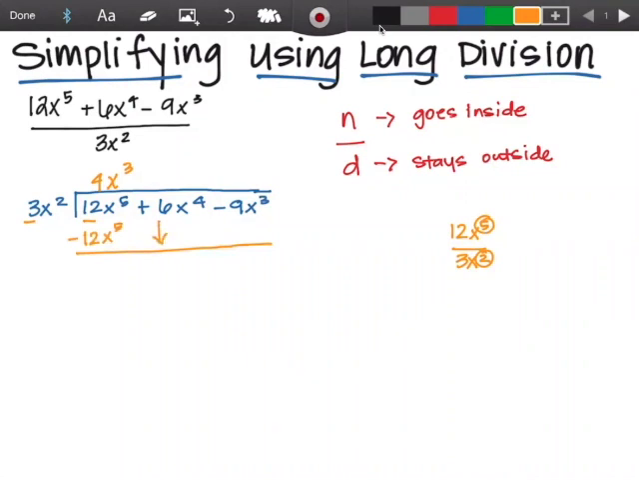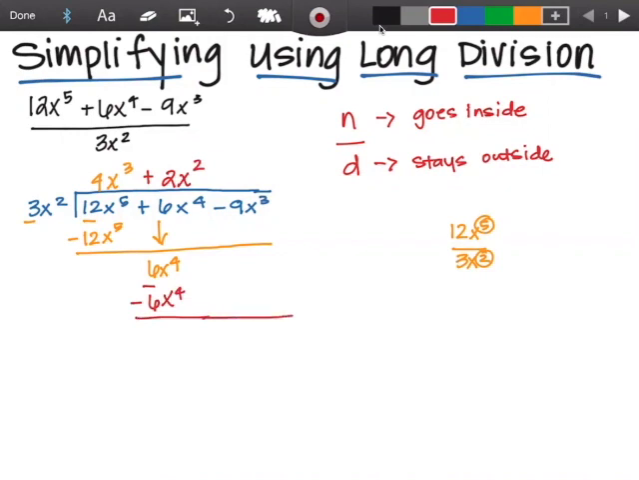Now we're going to bring down our 6x to the fourth power and do the same step over. So that's positive. So I'm going to bring my positive up. 3 goes into 6 2 times. All right. And then x squared is going to be divided into x to the fourth. Remember, we're going to subtract. So 4 minus 2 is 2. So that leaves us with x squared. And now I'm going to say 3 times 2 is 6. X squared times x squared is x to the fourth power. And we're going to subtract that.